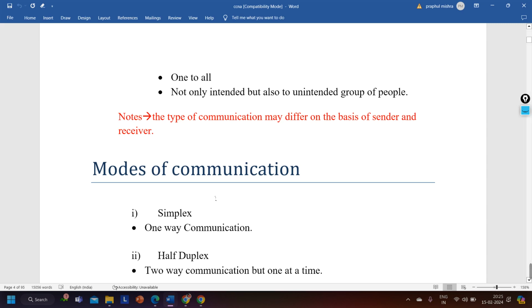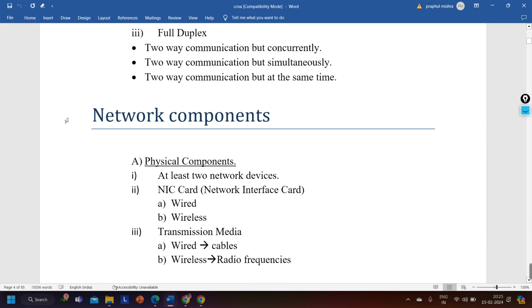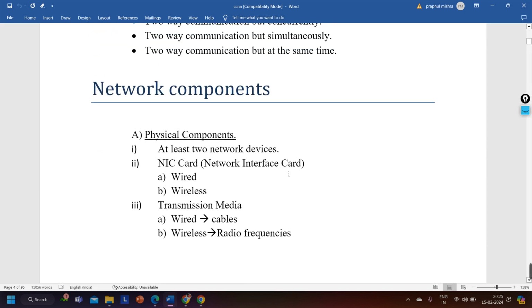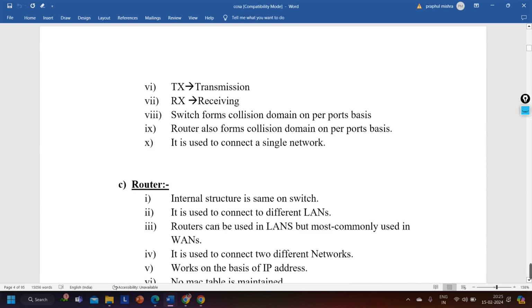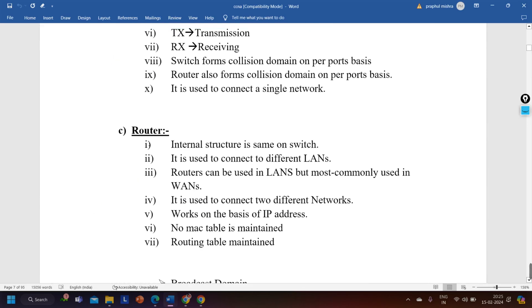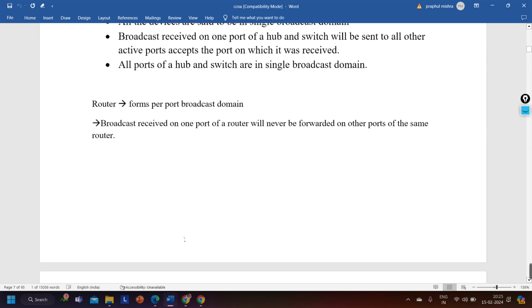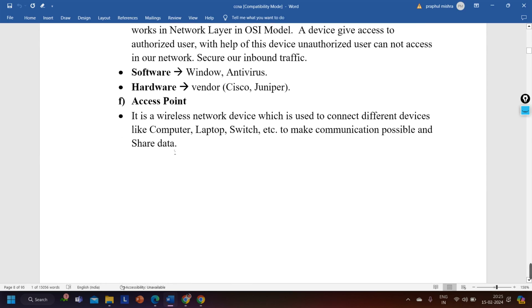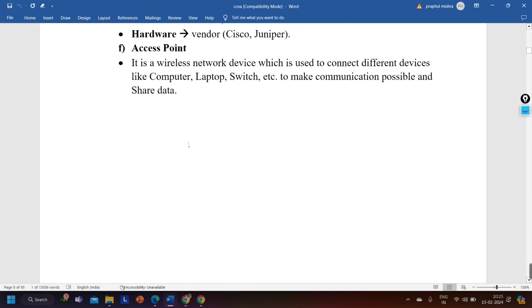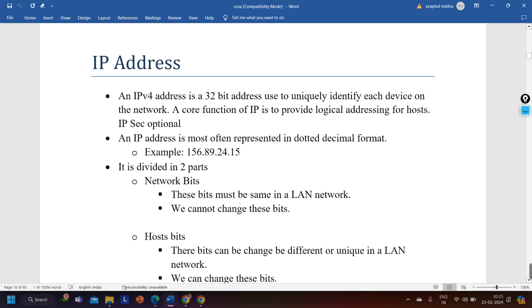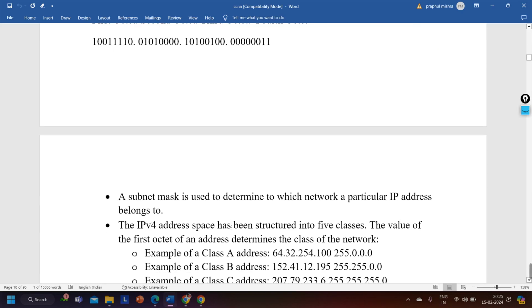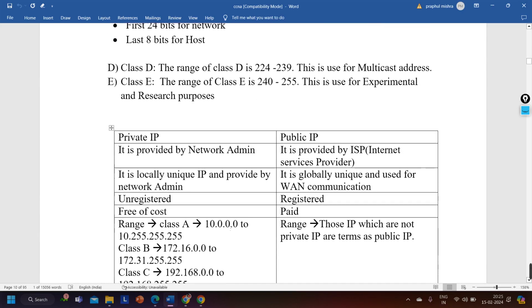Okay. So see these notes. First of all, I'm going to give you an overview of these notes. Here there are some topics like network components, devices. These are again a basic module. Devices like router, repeater, firewall, software, hardware, access point, then MAC address. In day 3 or day 4, we will start MAC address and IP addressing. We will discuss it from zero.